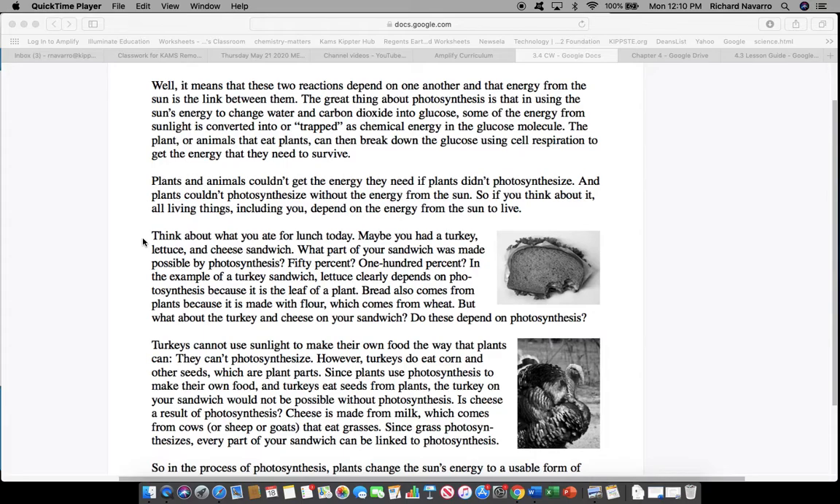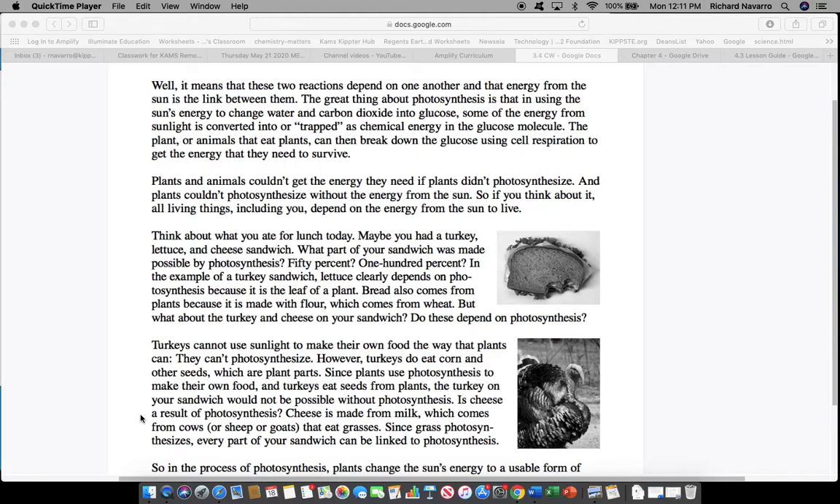But what about the turkey and cheese on your sandwich? Do these depend on photosynthesis? Turkeys cannot use sunlight to make their own food in the way that plants can. They can't photosynthesize. However, turkeys do eat corn and other seeds, which are plant parts. Since plants use photosynthesis to make their own food, and turkeys eat seeds from plants, the turkey on your sandwich would not be possible without photosynthesis.